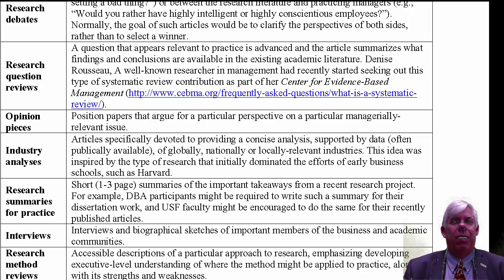Typically, an interview article will be judged based upon the caliber of the individual being interviewed, and of course, what type of insights come out of that interview. Finally, we have a research method review. A research method review would typically be a study of a particular technique, such as the use of big data for research, or maybe some statistical technique, which you think would be of value to managers, but which managers might not necessarily know about.